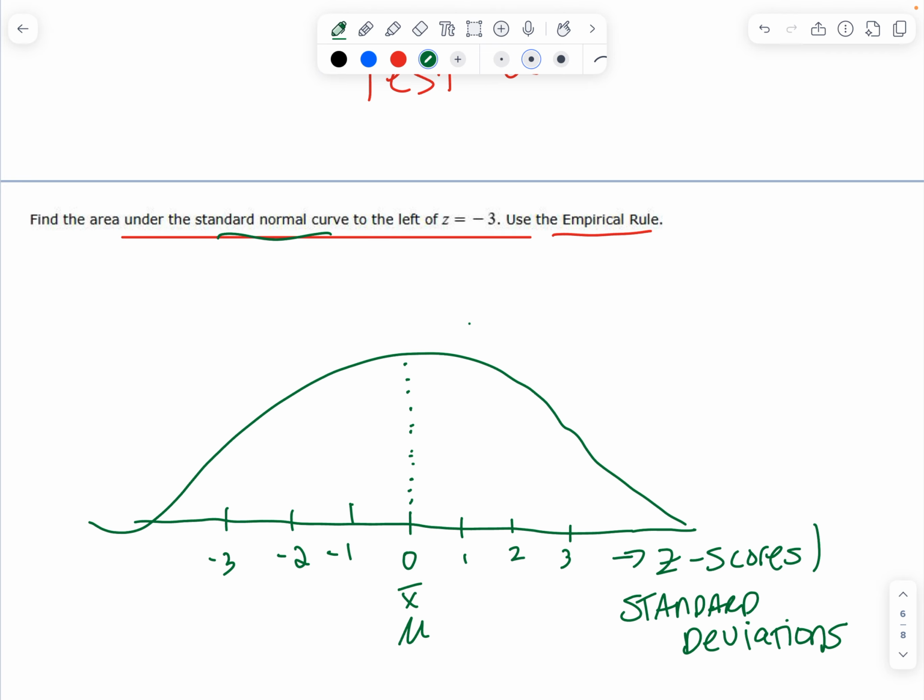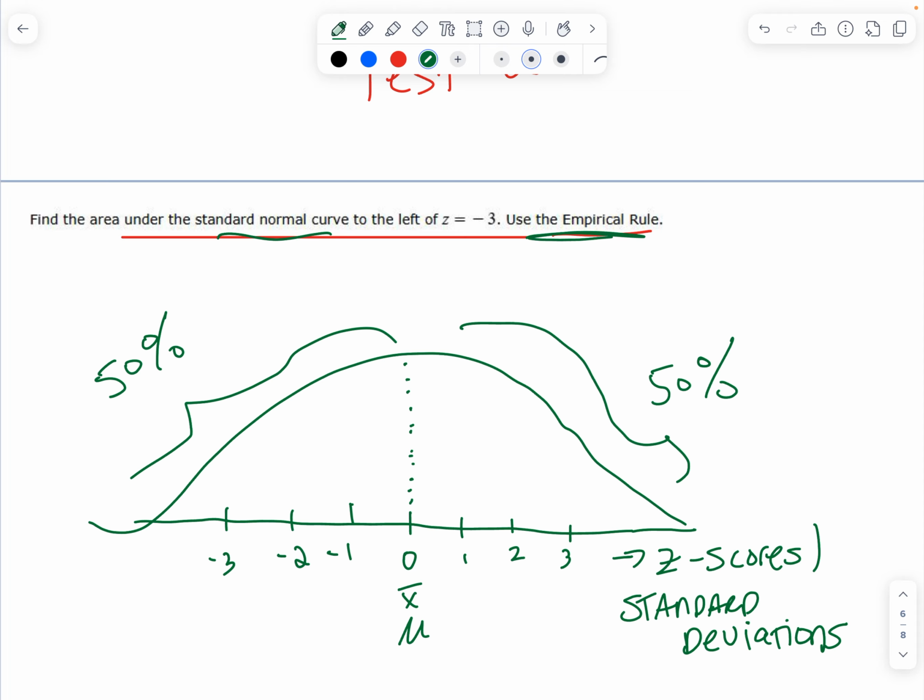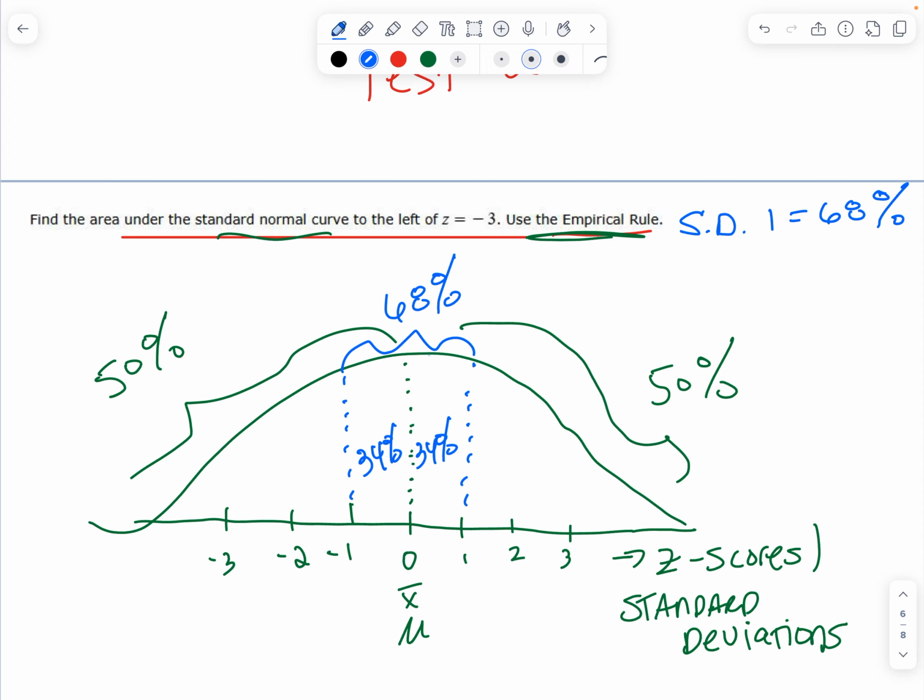We know that this half is 50%, and this half is 50%. Now the empirical rule helps us break that down a little further. It tells us that if you are within 1 standard deviation of the mean, you have 68% of your data captured. So if we go up 1 or down 1 from the average, 34% of data falls in each, and 34 and 34 is 68%. That's where most of us fall. Pretty average, between -1 and 1. Nothing really exciting.